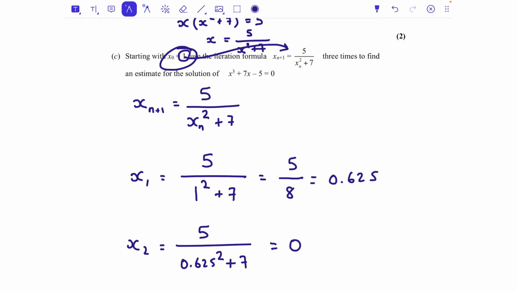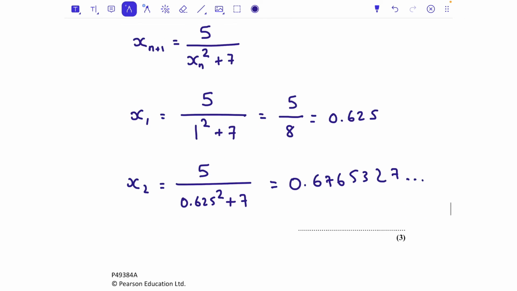And that gives us 0.6765327, blah, blah, blah. I'm actually going to keep that in my calculator. And for the last one, x3, because I said do it 3 times, I'm going to do that answer squared add 7. So I'm just putting that back in there. So I'm actually going to use my left arrow on my calculator to go back to that point, and then just delete that bit and put answer where it was. So answer squared add 7.